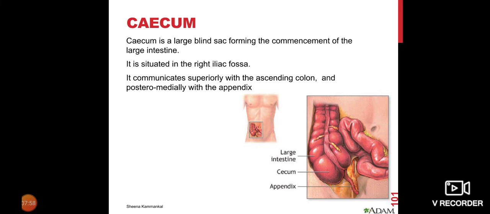Then we will see the first part, the cecum, which is a large blind sac forming the commencement of the large intestine. This is the beginning of the large intestine. It is situated in the right iliac fossa. It communicates superiorly with the ascending colon and medially with the appendix. Then the cecum continues with the ascending colon, but medially it is connected with the appendix. Two structures open into the cecum: one is the appendix, the other is the ileum.